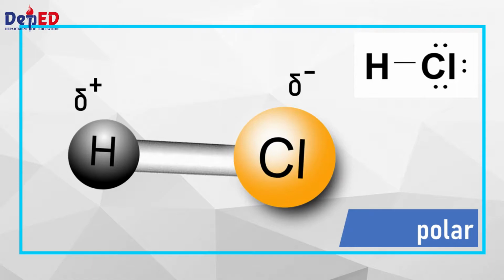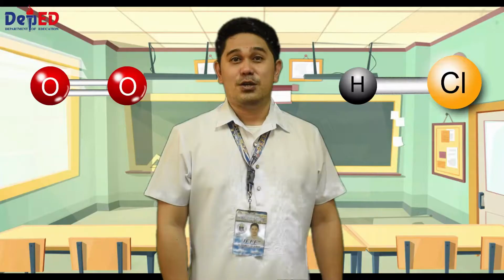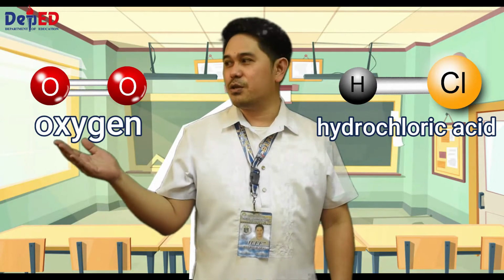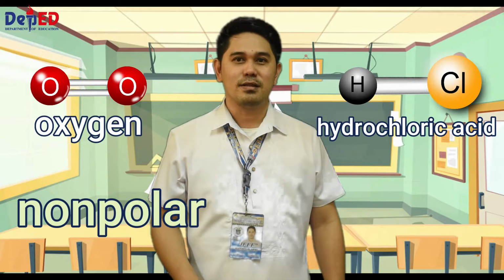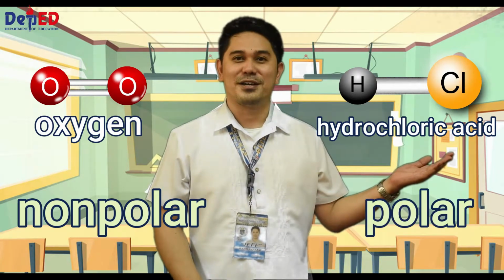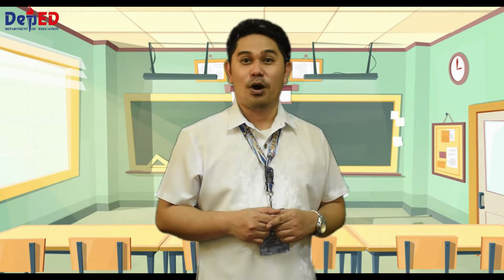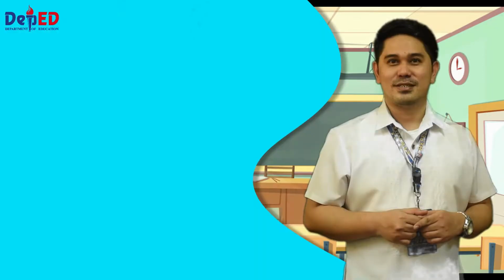Since there is asymmetry here, hydrochloric acid is a polar molecule. You see that although both are linear, oxygen molecule is nonpolar, while hydrochloric acid is polar. This time, let us take another example, water or H2O.